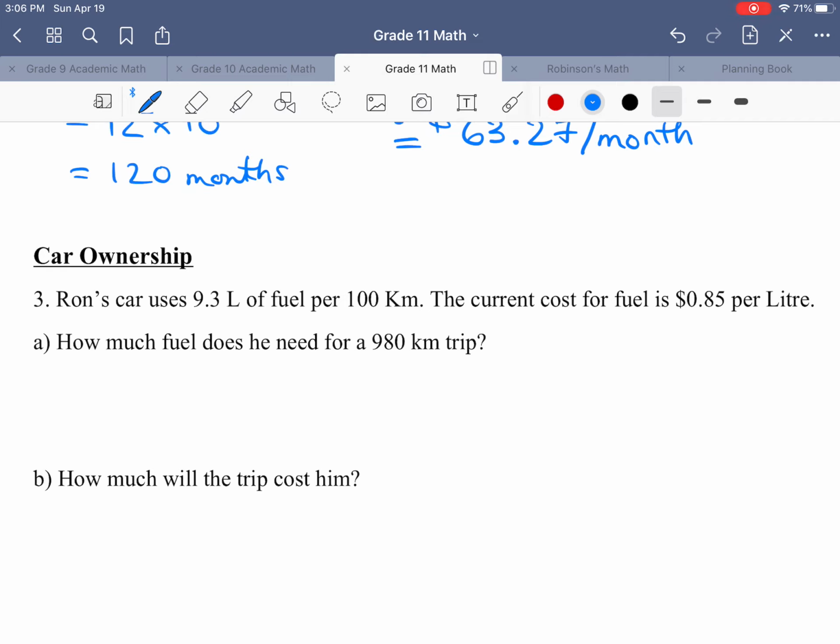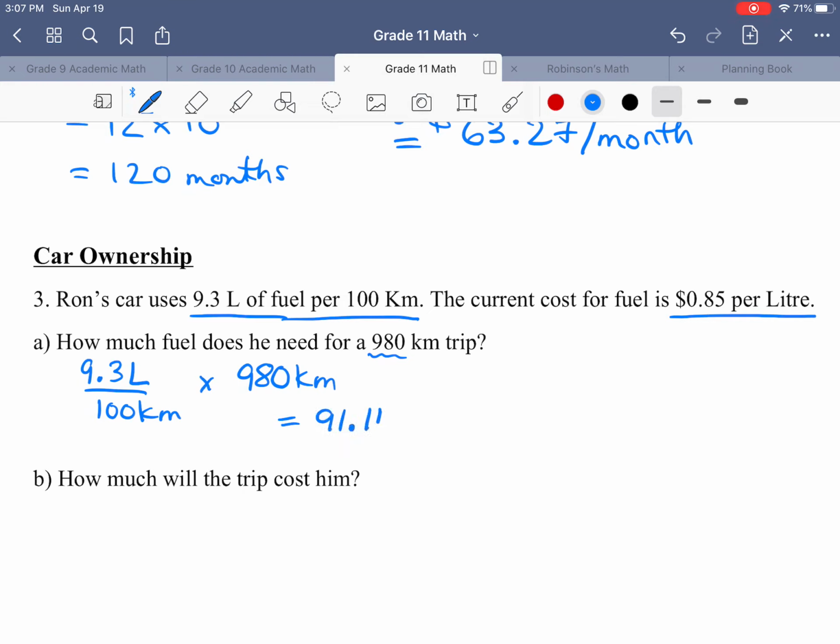Let's look at the information we're given. We are given that his car uses 9.3 liters per 100 kilometers, and the cost is 85 cents per liter. To figure out how much fuel he needs for a 980 kilometer trip, we look at how much fuel is used per 100 kilometers, 9.3 liters, and multiply it by the distance, times 980 kilometers. That gives us 91.14 liters.